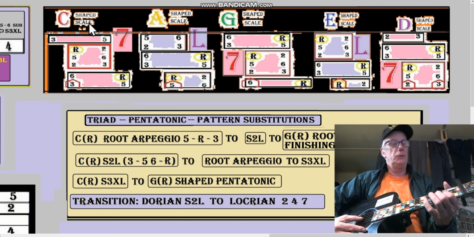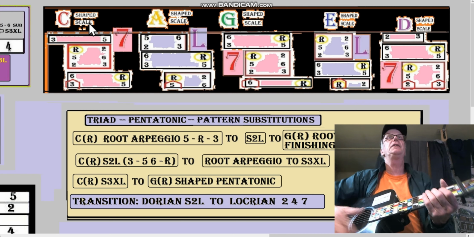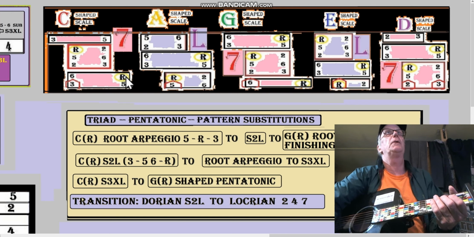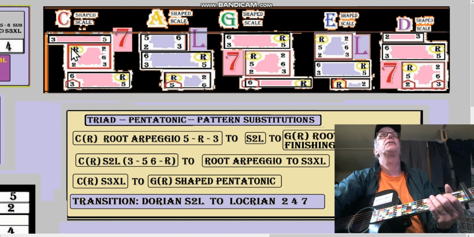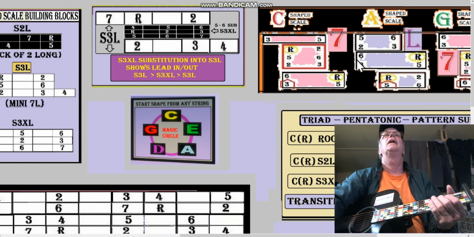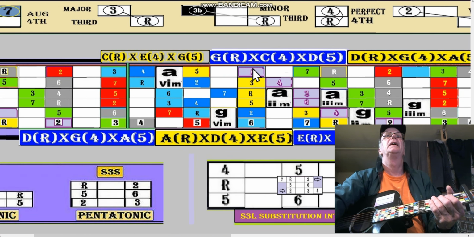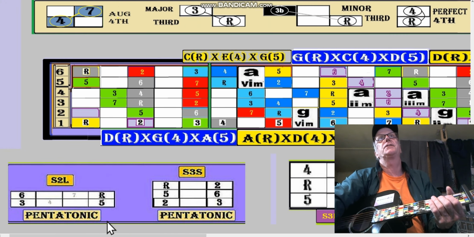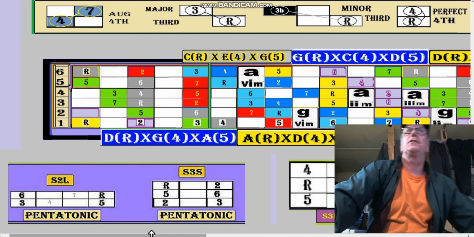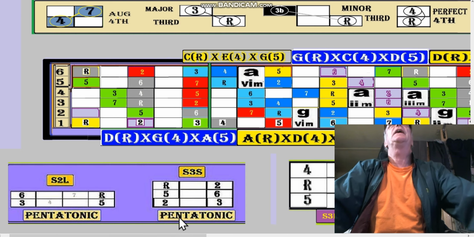What we've got to do, alright, so we finished the S2L here on this root. Now we're going to start this S3S here. Now let me show you that S3S. I've got it hiding down here. These are the pentatonics additionally. So this is the S3S.